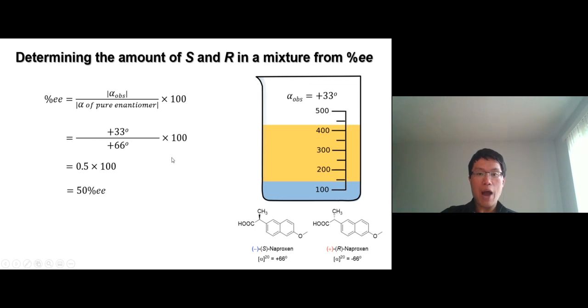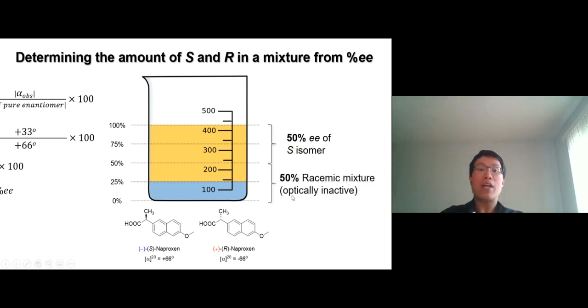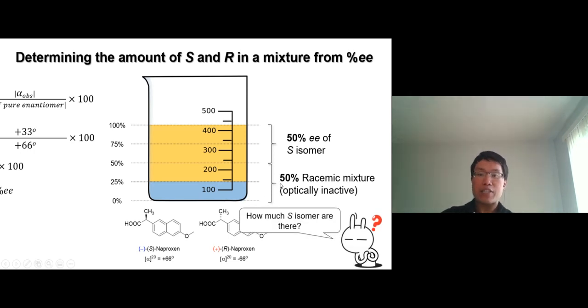What does 50% EE of S isomer mean again? S is in excess of R isomer by 50%, so they are 50% pure S, and the other 50% is a mixture of S and R. That's the meaning of 50% enantiomeric excess. 50% EE of S doesn't mean they are 50% S, 50% R. It's 50 of pure S, and the other 50 is a mixture. So how much S isomer is there in total? 75% S and 25% R. That's the meaning of it. Don't get it confused.